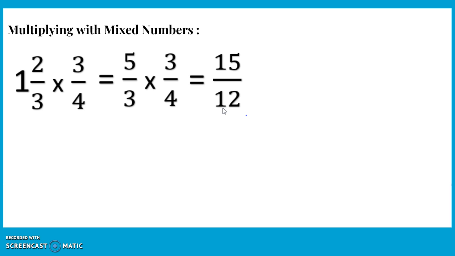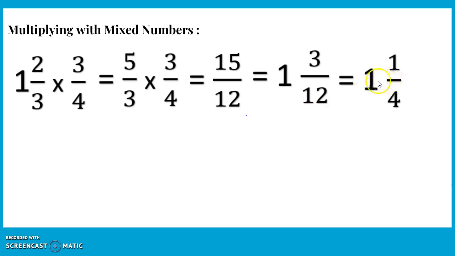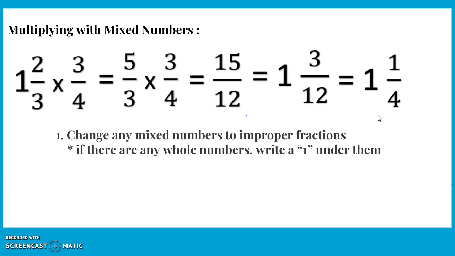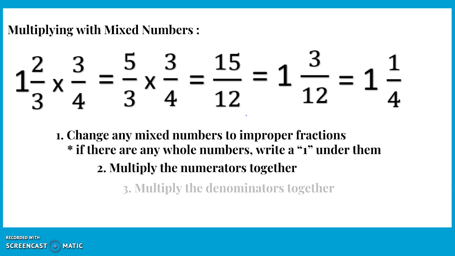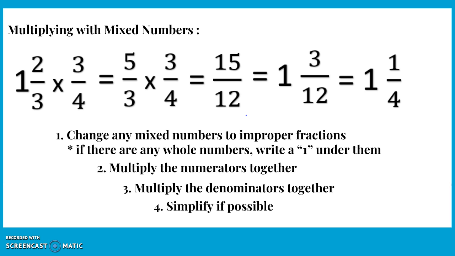And then again, now we're going to simplify. 12 goes into 15 one time, which is 12. We would have 3 left over, so that would become 1 and 3/12. And 3/12 is a simplifiable fraction. We can divide both of those numbers by 3, and we get 1 and 1/4 as our final answer. So our steps here are to change any mixed numbers into improper fractions. If there are any whole numbers, we would want to write a 1 underneath them. Multiply your numerators together, multiply the denominators together, and then simplify if possible.